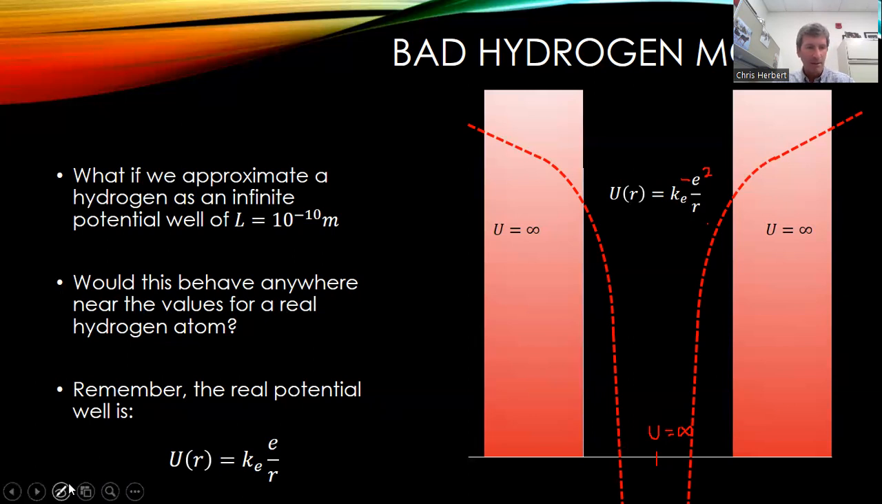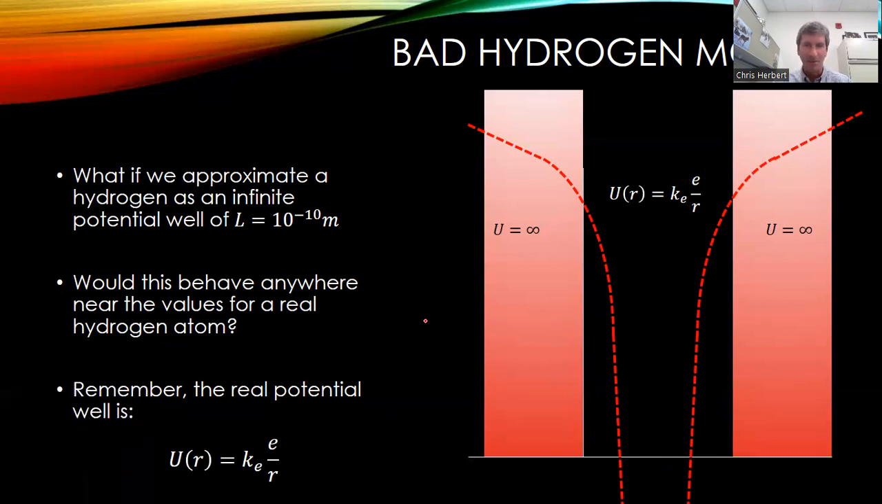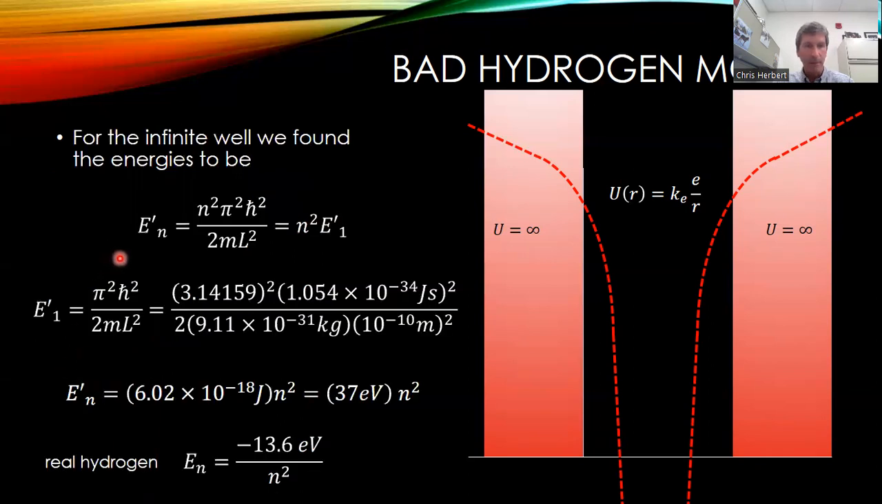I don't want to worry too much about the details. I'm not using this to model an atom, but if I were, how bad of a hydrogen model would this thing actually be? So, going forward, here is my energy as I calculated it using the infinite square well. I'm going to put a little prime here to indicate that I know it's not the real energy level for hydrogen. But the first thing I notice is, I remember when I came out with this, the energy level went by n squared.